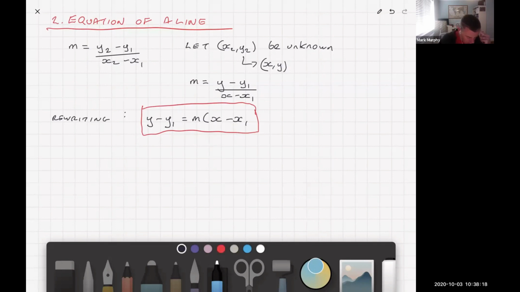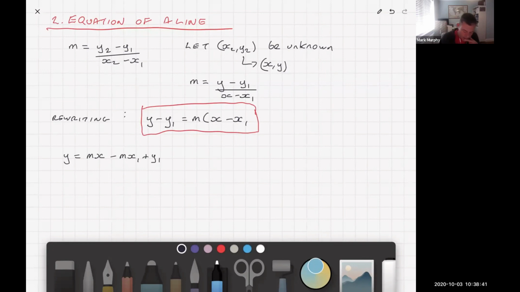Let's look at this again. So we have y minus y1. Let's put them all across. Now, this isn't in the textbooks. This is just something I did myself, but it makes it kind of clear. What if we just put the y1 across the other side? So that becomes y is equal to mx minus mx1 plus y1, isn't it?